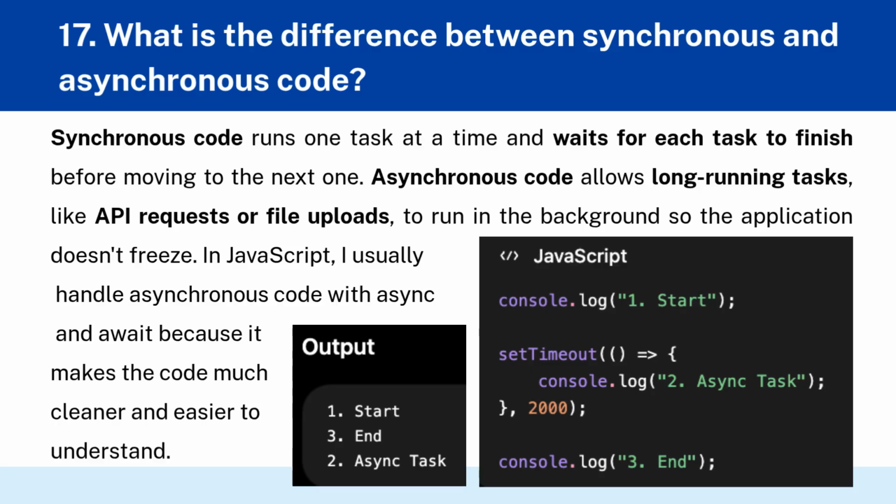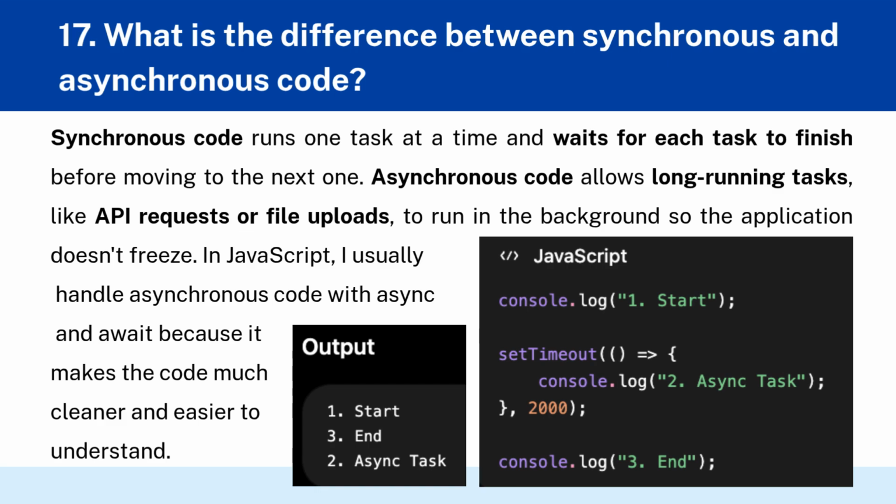What is the difference between synchronous and asynchronous code? Synchronous code runs one task at a time and waits for each task to finish before moving to the next one. Asynchronous code allows long-running tasks, like API requests or file uploads, to run in the background so the application doesn't freeze. In JavaScript, I usually handle asynchronous code with async and await because it makes the code much cleaner and easier to understand.